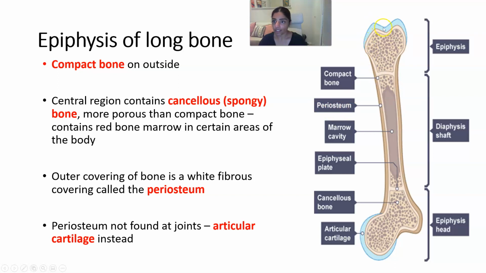At the end we can see this blue material here, and this is the articular cartilage. Now, the reason why we have articular cartilage instead of periosteum covering the bone at these regions is this is the sites where our bones will interact with other bones, and therefore we need to have this protective layer there.